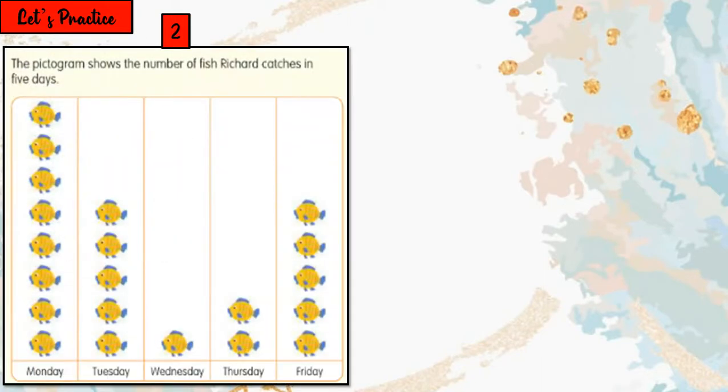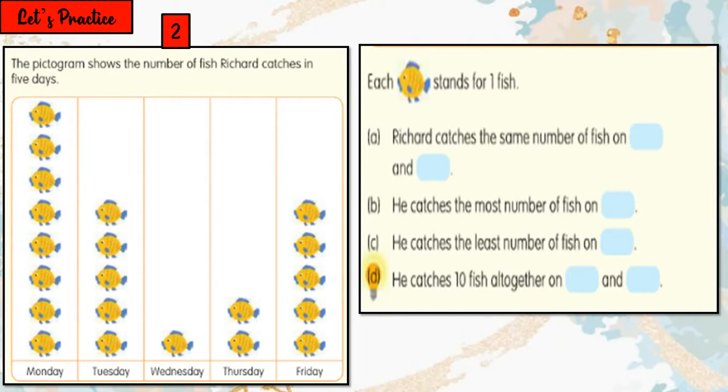Question number 2. Please look at the pictogram. The pictogram shows the number of fish Richard catches in the 5 days. Jadi diagram berikut itu menunjukkan tentang jumlah ikan yang ditangkap oleh Richard di dalam 5 hari. Monday, Tuesday, Wednesday, Thursday, Friday. On Monday, Richard catches 8 fish. On Tuesday and also on Friday, Richard catches 5 fish. On Wednesday, Richard only catches 1 fish. And on Thursday, Richard catches 2 fish. Each fish stands for 1 fish.